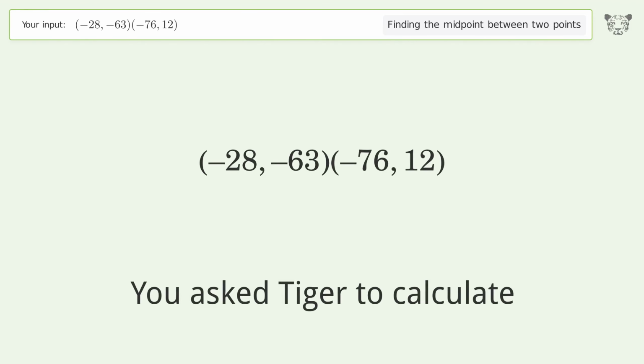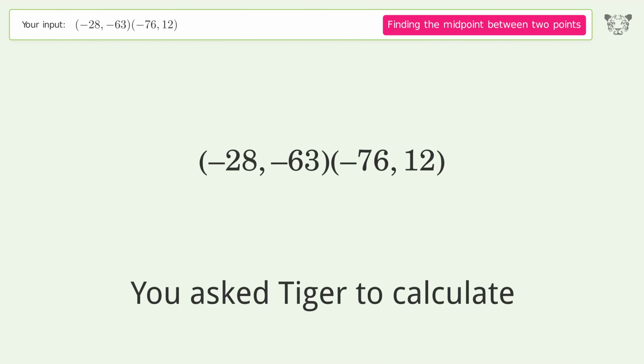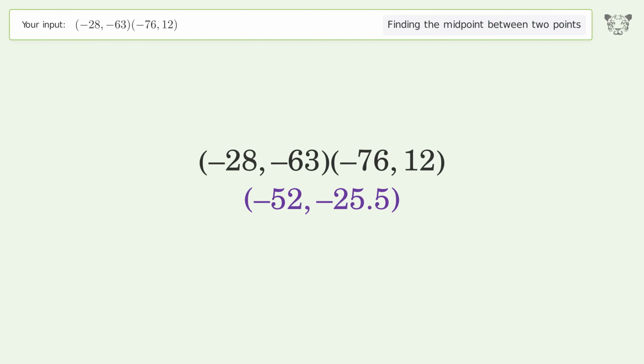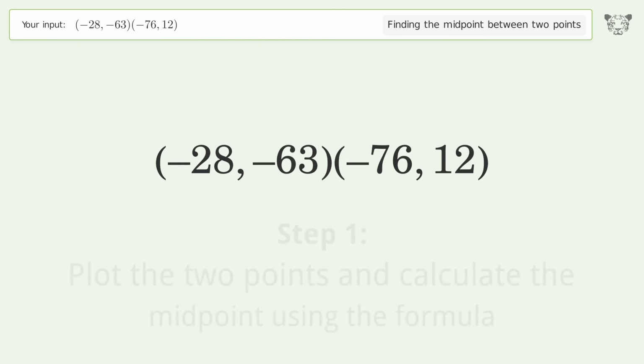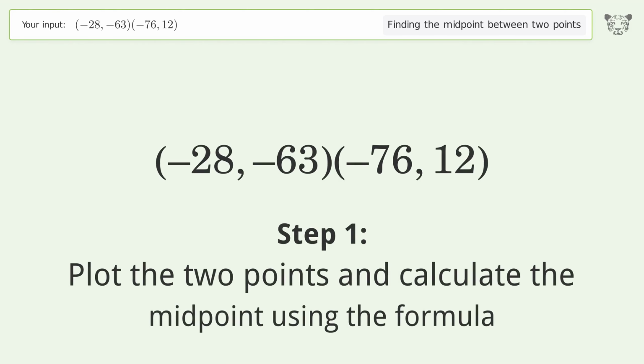You ask Tiger to calculate. This deals with finding the midpoint between 2 points. The midpoint between the 2 points is -52, -25.5. Let's solve it step by step. Plot the 2 points and calculate the midpoint using the formula.